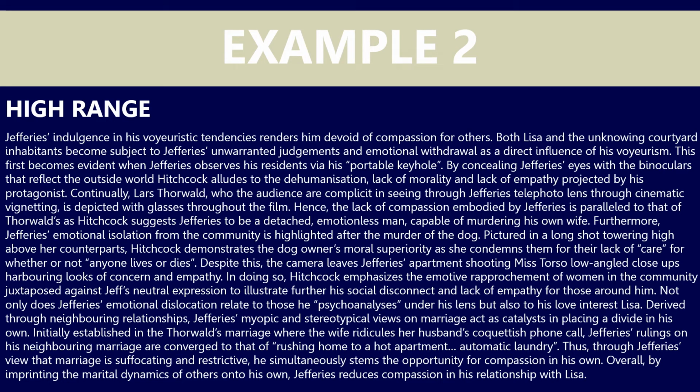Not only does Jeffrey's emotional dislocation relate to those he psychoanalyzes under his lens, but also to his love interest, Lisa. Derived through neighboring relationships, Jeffrey's myopic and stereotypical views on marriage act as catalysts in placing a divide in his own. Initially established in the Thorwalds' marriage, where the wife ridicules her husband's coquettish phone call, Jeffrey's rulings on his neighbouring marriage are converged to that of rushing home to a hot apartment and automatic laundry. Thus, through Jeffrey's view that marriage is suffocating and restrictive, he simultaneously stems the opportunity for compassion in his own, and overall, by imprinting the marital dynamics of others onto his own, Jeffrey produces compassion in his relationship with Lisa.